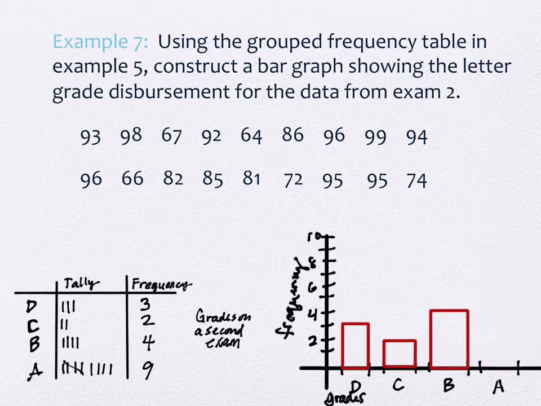That's not great. Let's try that again. So it's the same picture, right? But it's for categorical data. And we would title it just like we did before. These are grades on a second exam.